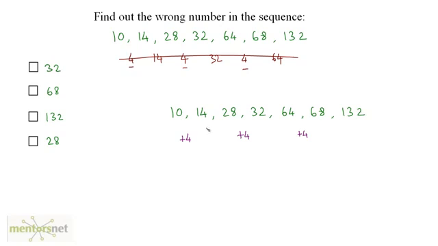Now how do you obtain 28 from 14? Well, if you multiply 14 by 2, that means if you double 14 you get 28, right? 32 times 2 is 64, right? Now 68 times 2 should give you 132. Does it give you 132? Well, 68 times 2 gives you 136, right? Now we've got what is wrong in our sequence. This is basically a trial and error method. So in the second try we've got our culprit, and that is 132, which is the wrong number in the sequence.